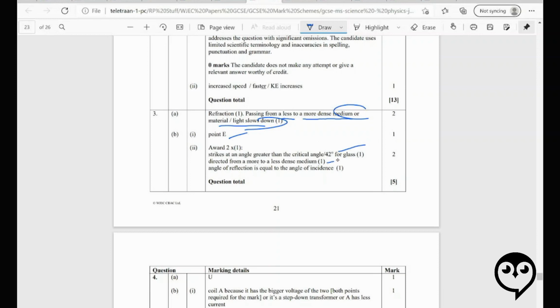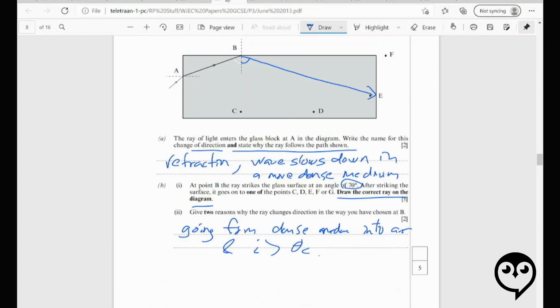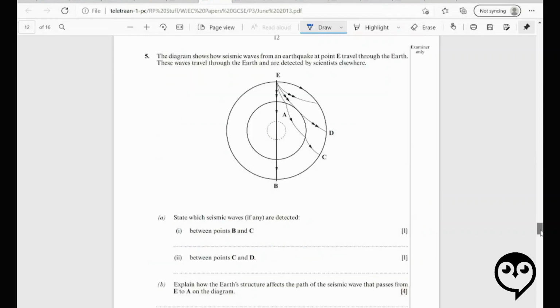Directed from more to less dense medium, yep. And the angle of reflection is equal to angle of incidence. Oh, okay, yeah. So, because that's going to give us TIR. So I was explaining the TIR. Yeah, you could have just explained, hey, it's going to reflect. It's total internal reflection. So these angles need to be equal. So there's 3 things you could have said there to get the 2 marks.